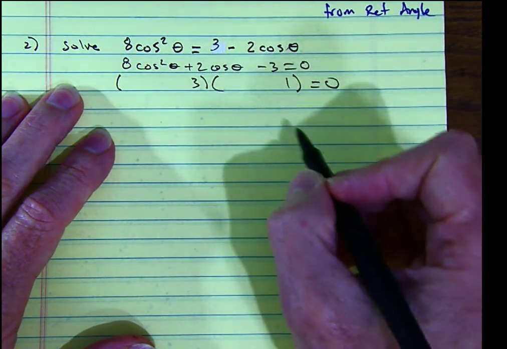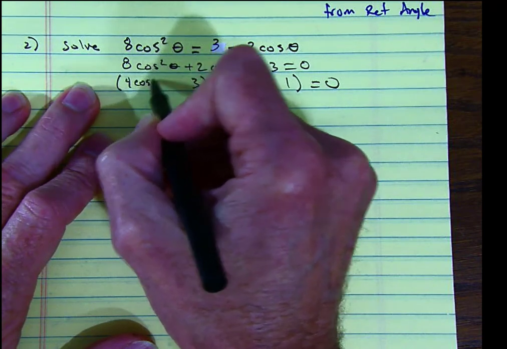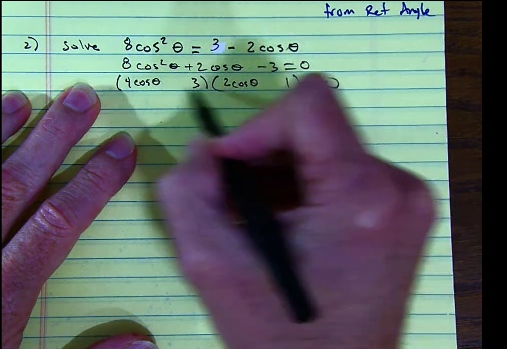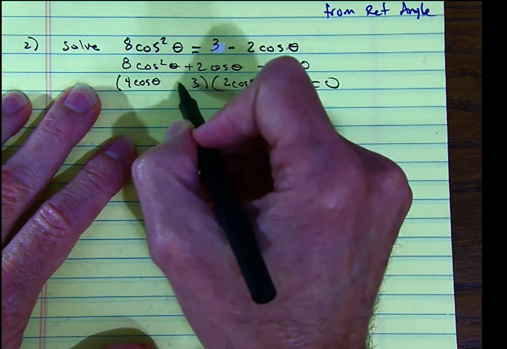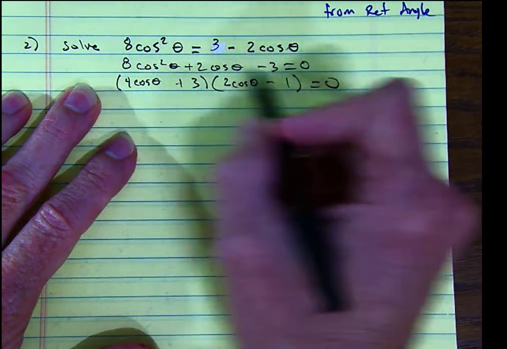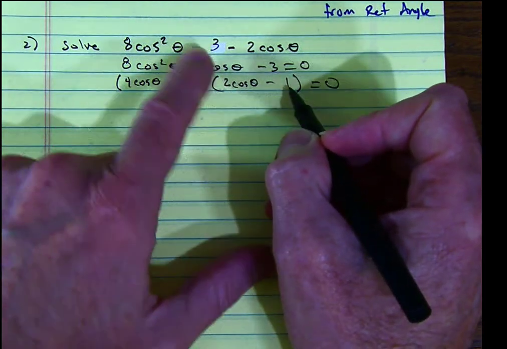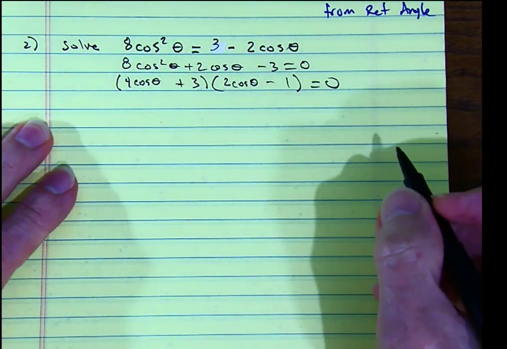So I've got to have 3 and 1 for the 8. Let's go 4 cosine times 2 cosine. That gives me my 8. 6. I need a positive and a minus. So that gives me 6 cosine minus 4. I'm thinking it out myself right now, and I got 2. That works. So I got it factored.